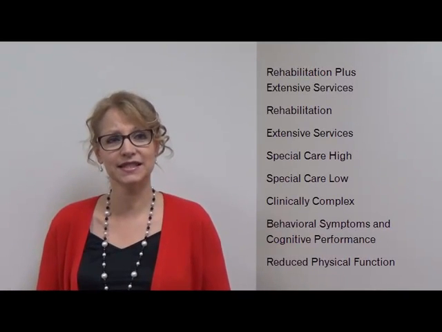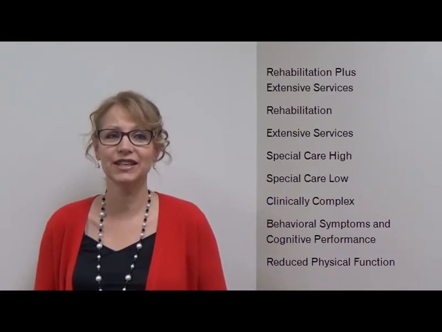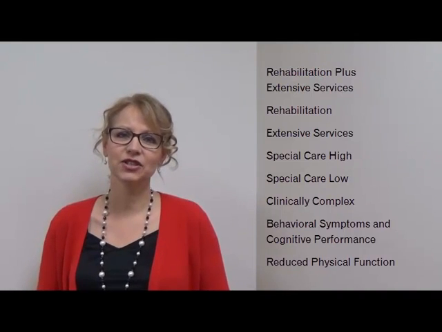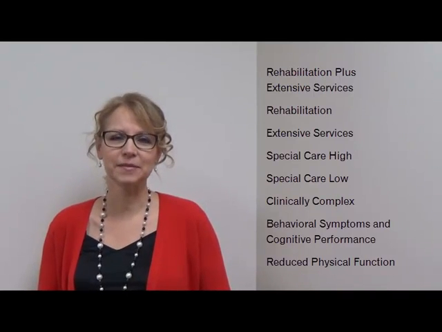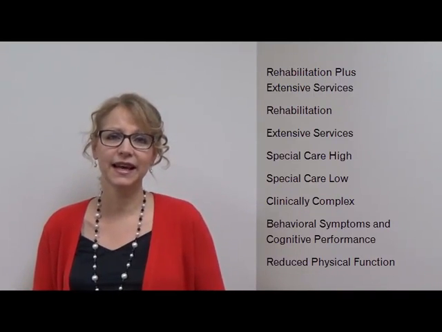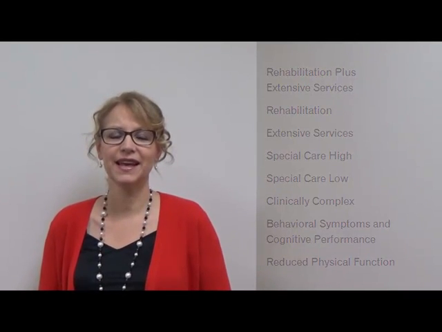The RUGs 4 system has 8 major classification categories. They are rehab plus extensive services, rehabilitation, extensive services, special care high, special care low, clinically complex, behavioral symptoms and cognitive performance problems, and the last one, reduced physical function. These 8 major categories each have their own items or qualifiers that are required before a resident is assigned into a major category. For example, one qualifier for extensive services is that the resident is receiving tracheostomy care.